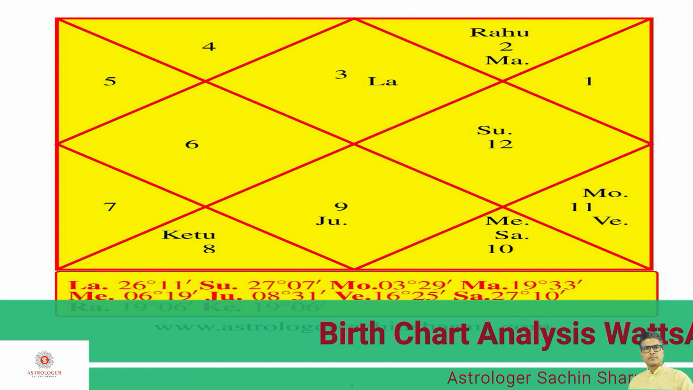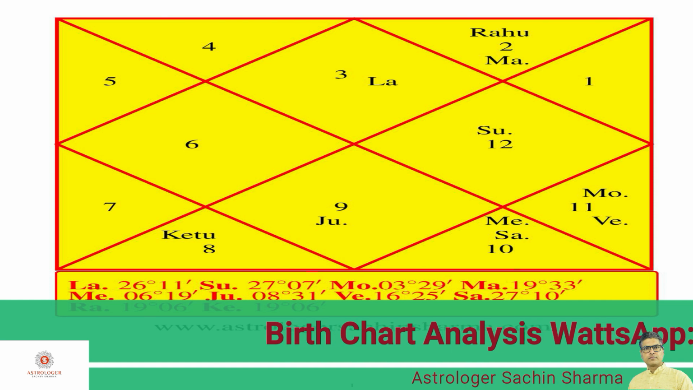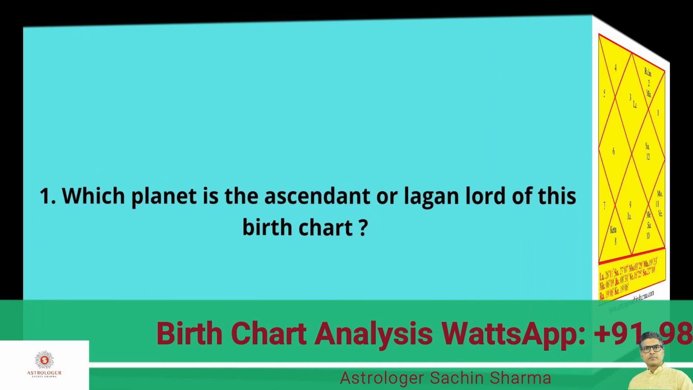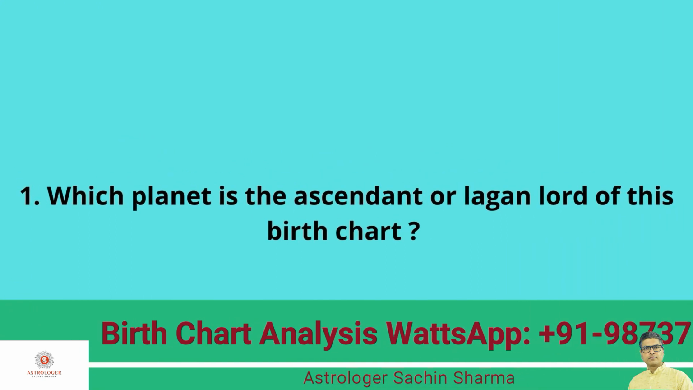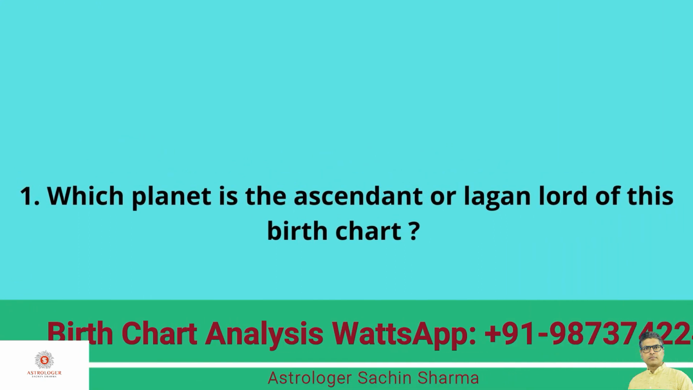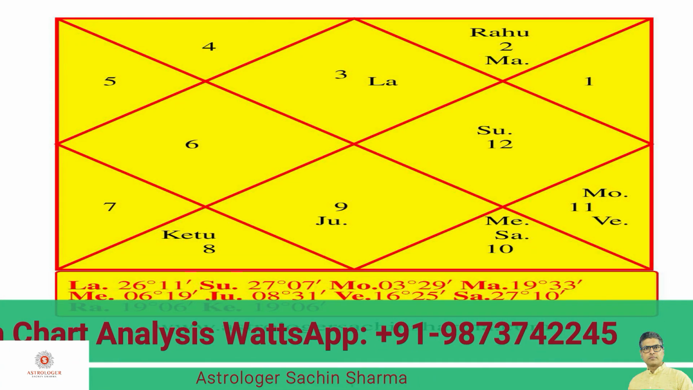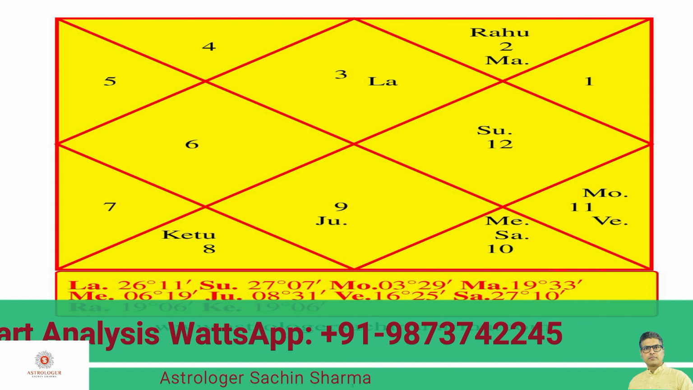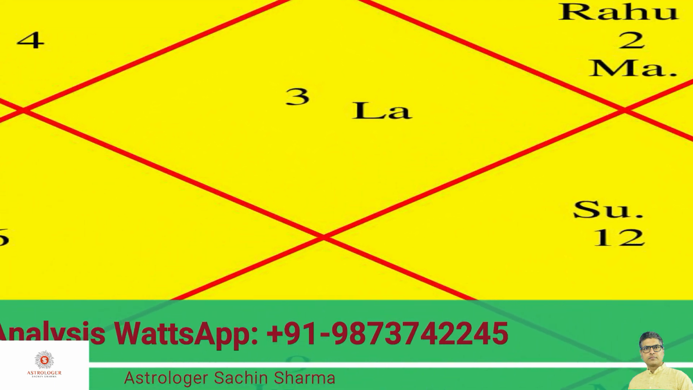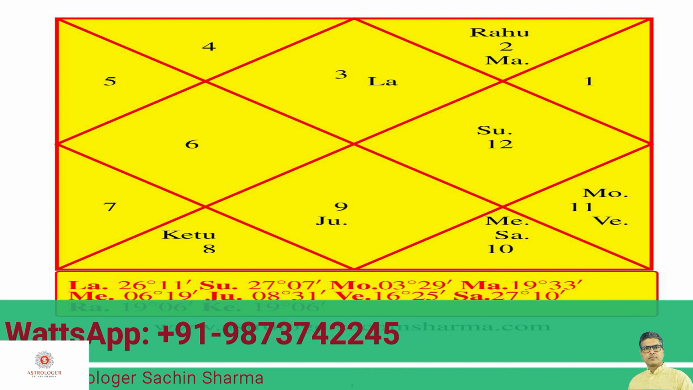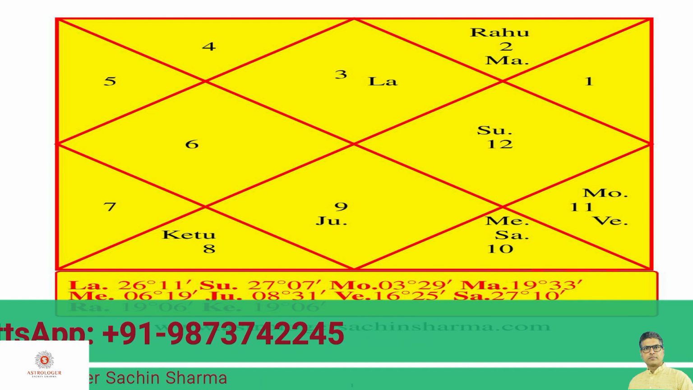So our first question related to this birth chart is, which planet is the ascendant or Lagna lord of this birth chart? So you have to pause the video, you have to answer it quickly. Which planet is the ascendant or the Lagna lord of this birth chart? Our answer is Mercury, since Mercury is the lord of the first house, as number 3 is written in the first house and number 3 belongs to Mercury.